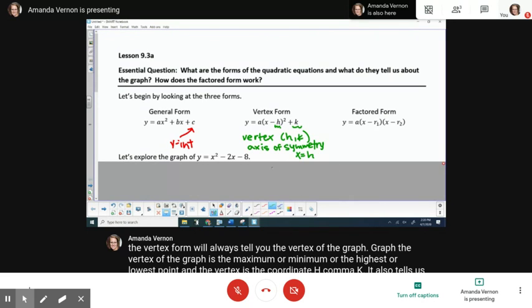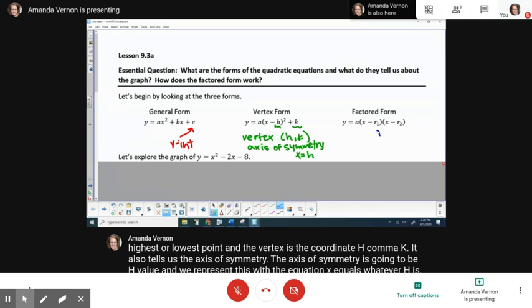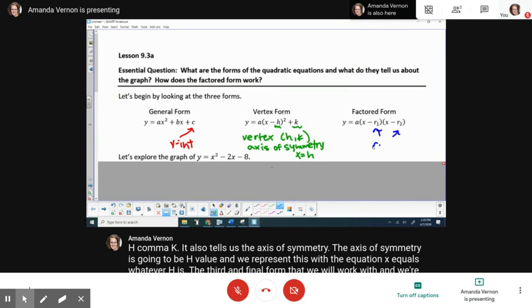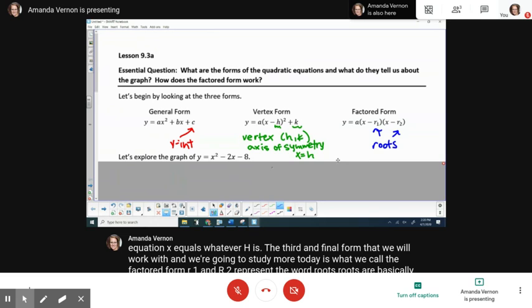The third and final form that we will work with, and we're going to study more today, is what we call the factored form. R1 and R2 represent the word roots. Roots are basically where the graph crosses the x-axis. So oftentimes you'll see these used alongside the word x-intercept.